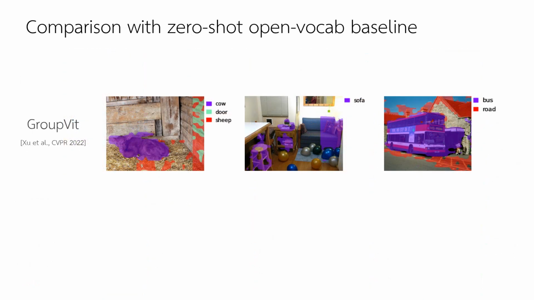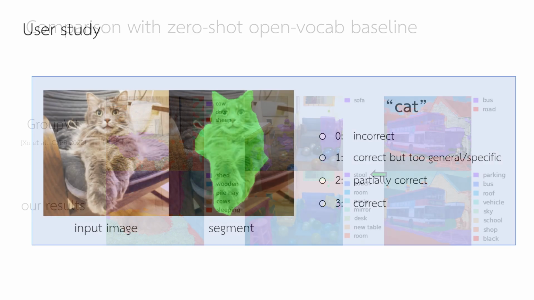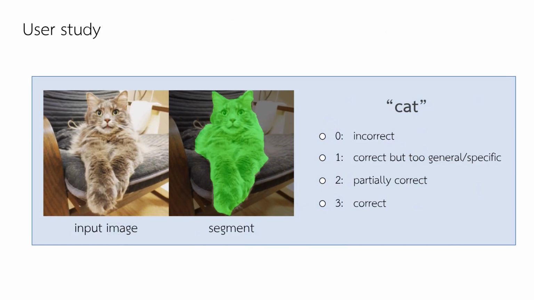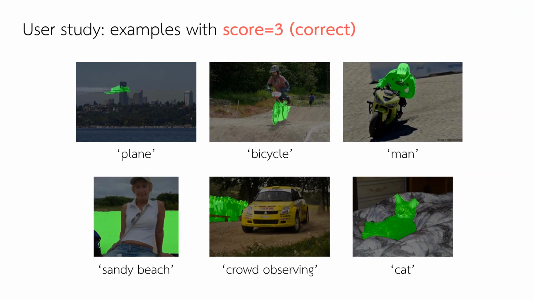When compared to zero-shot open vocabulary baseline, our method discovers more objects, and can offer more fine-grained labels like stool. In a user study, we ask human evaluators to rate how well the predicted label describes its segment on a scale of 0 to 3. Detailed instructions given to the evaluators can be found in our paper. Here are some examples from our user study.